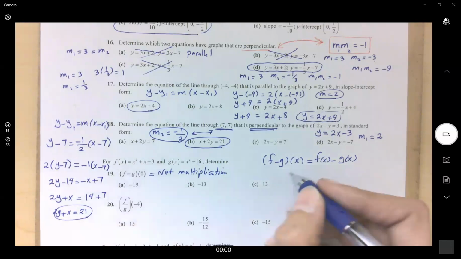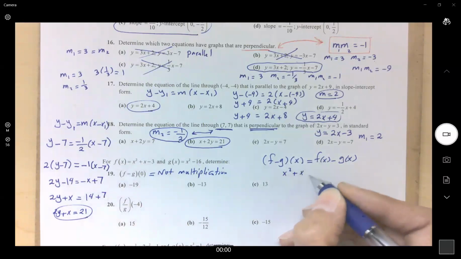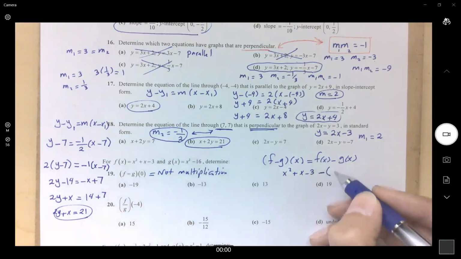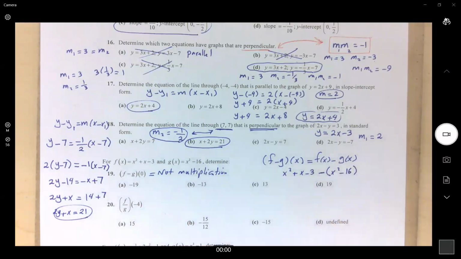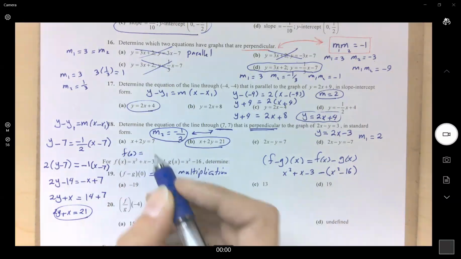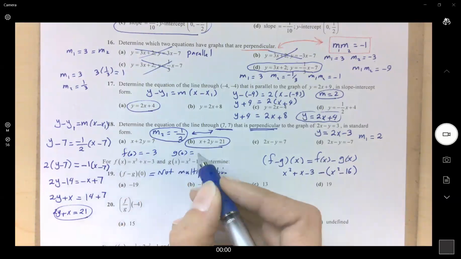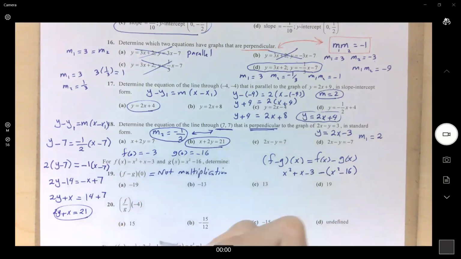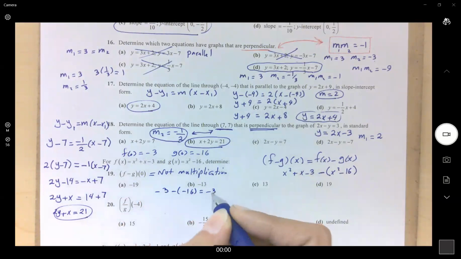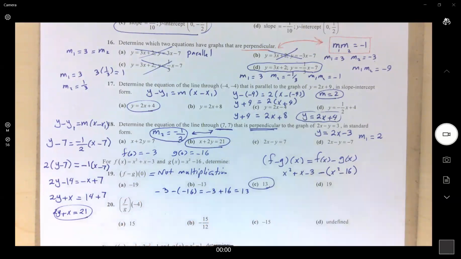So the first function is x squared plus x minus 3, subtraction. The second function has two terms. Don't forget parentheses. X squared minus 16. This is the meaning of the subtraction between two functions. You can either write it this way and plug in 0 to evaluate, or you can find f of 0, which is -3, find g of 0, which is -16, and subtract these two. You get -3 minus -16, or -3 plus 16, which is 13.